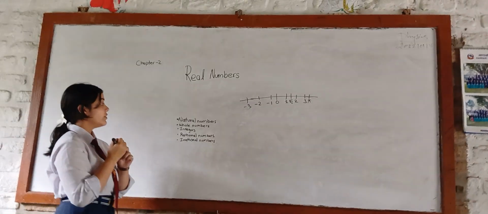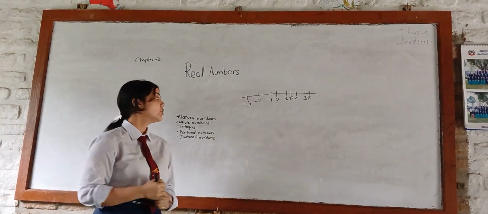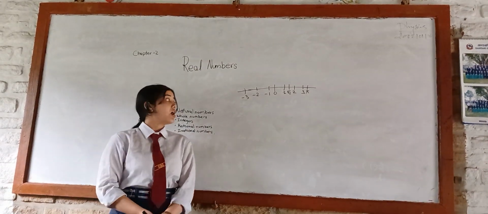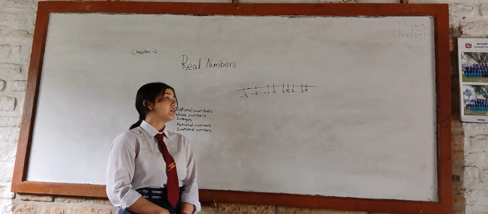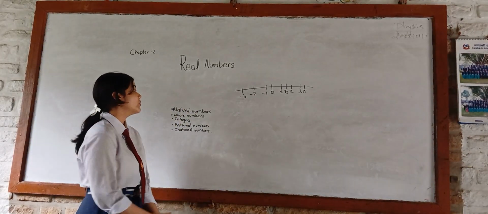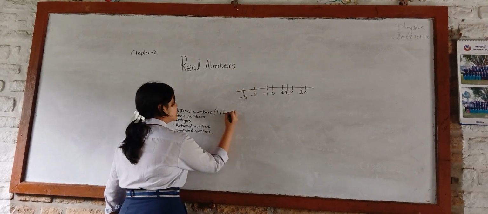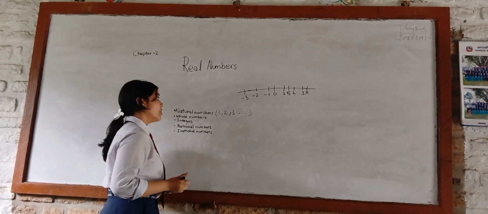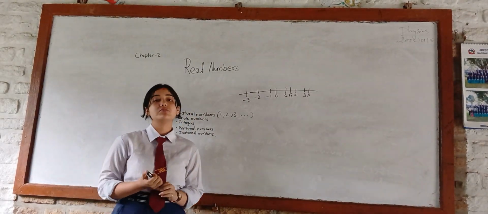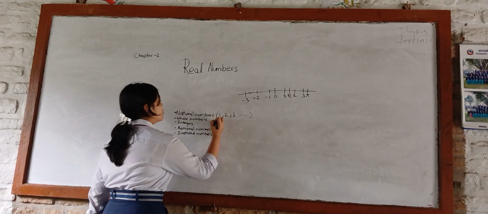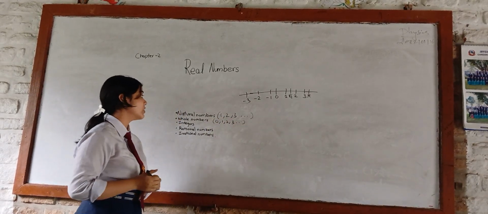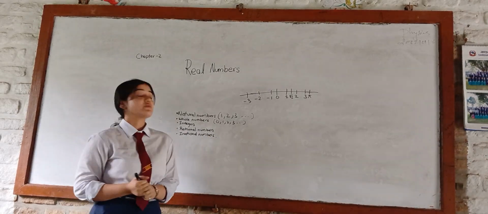So here are the 5 basic divisions that are given in our book. The first is natural numbers. Natural numbers are all the numbers that we learn from the basic age of 2 or 3, all the counting numbers like 1, 2, 3, and so on. Its other name is also counting numbers. The next is whole numbers. Whole numbers are basically the set of natural numbers, but zero is included in it as well.